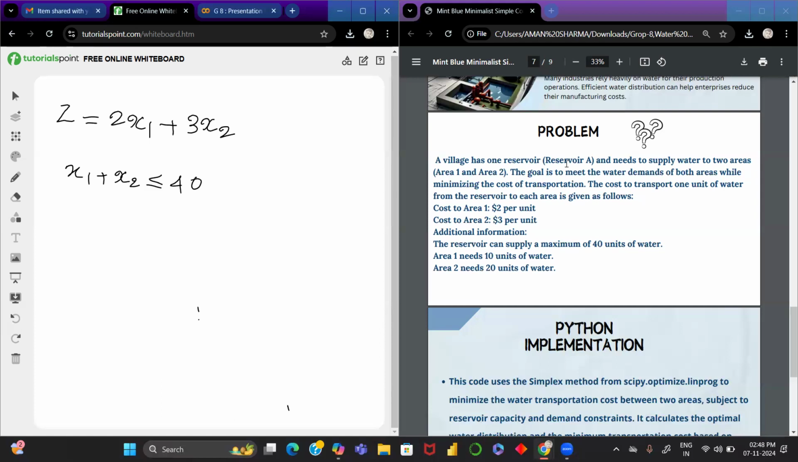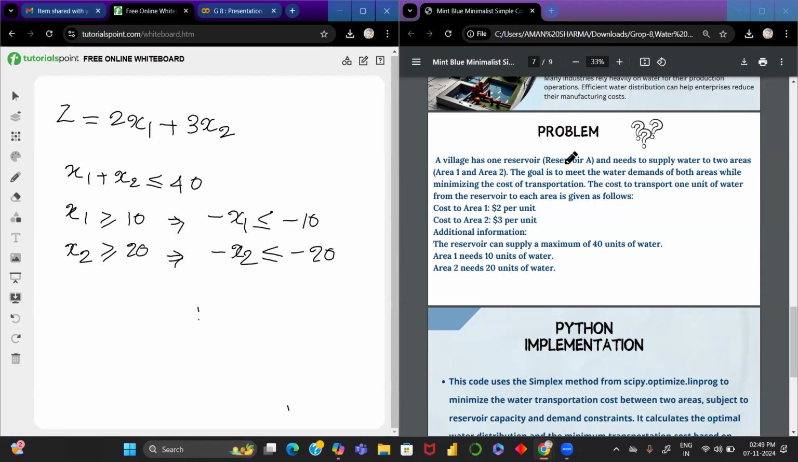Then area 1 needs 10 units of water. So we can write that as x1 greater than or equal to 10. And area 2 needs 20 units of water, x2 greater than or equal to 20. So the next step is to convert the greater than or equal to inequality to less than or equal to. For that, we convert this one to minus x1 less than or equal to minus 10, and this, minus x2 less than or equal to minus 20.